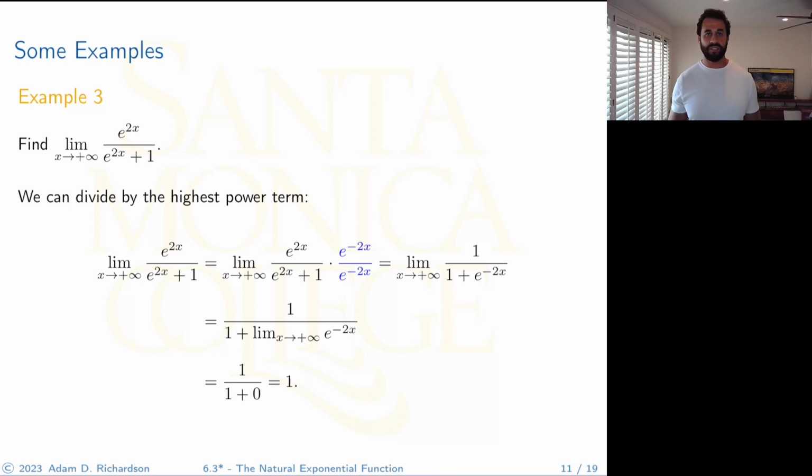The technique is pretty much the same. You just divide by the highest power term again. In this case, it's e to the 2x, or you could think of it as e to the x squared. That's another way of thinking about it.